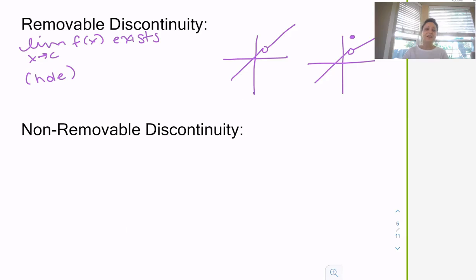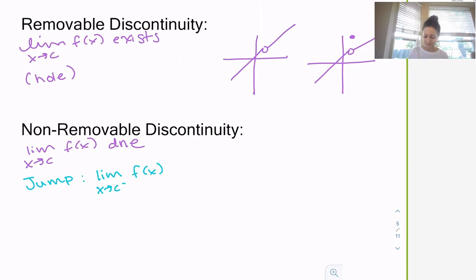limit. Okay, now for non-removable discontinuity, you guessed it, the limit as x approaches c of f of x does not exist, okay? And there are kind of two subcategories here that we look at in calculus. You've got a jump discontinuity, okay? And in this case, you have that the limit as x approaches c from the left and from the right exist, but they don't equal each other. Okay, so the left and the right hand limits both exist, but they're not equal.